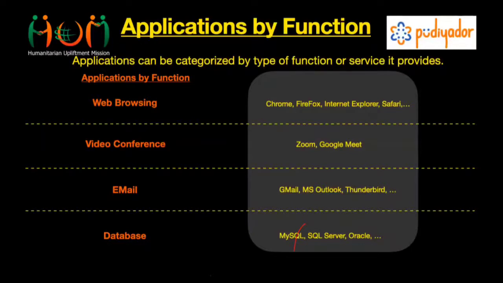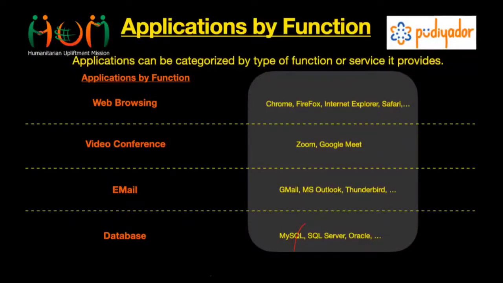Okay, so these are all different application software that all do the same thing. And what is that same thing? Web browsing. And what is web browsing? You are basically looking for things using that software on the World Wide Web. Now one function is video conferencing, like Zoom, Google Meet, right? They are applications for video conferencing.